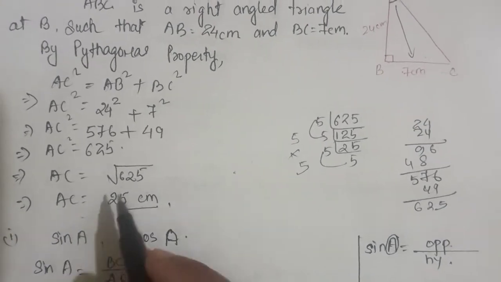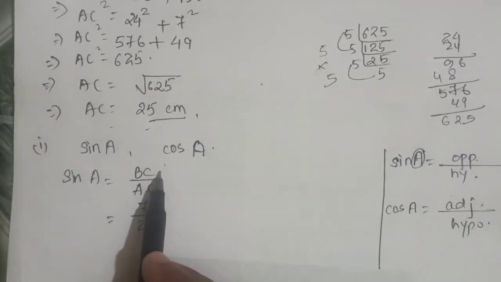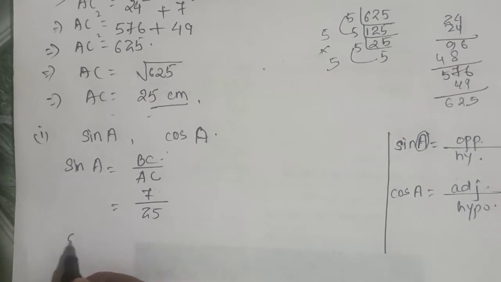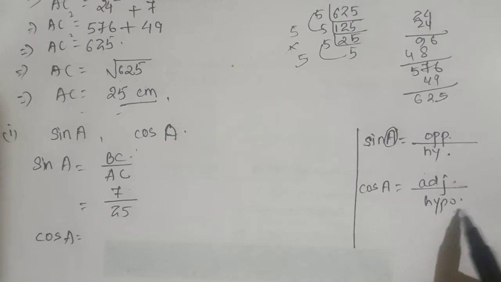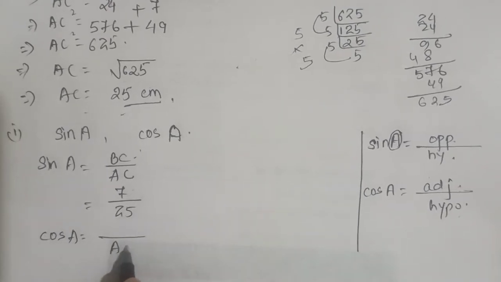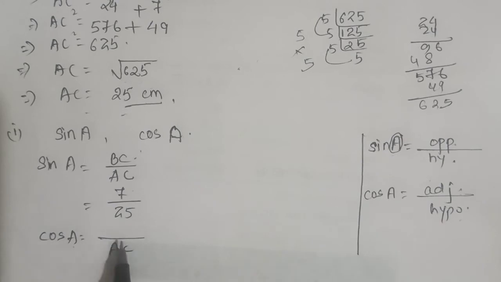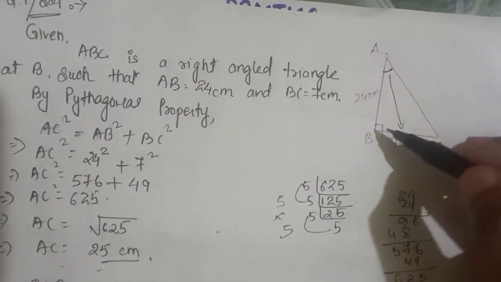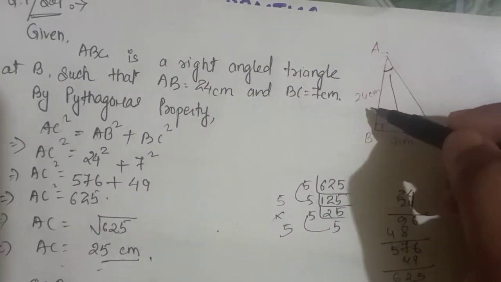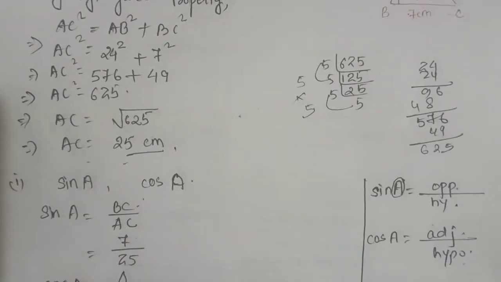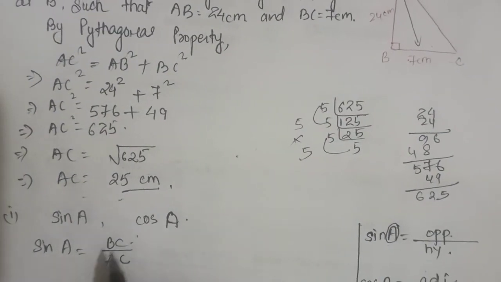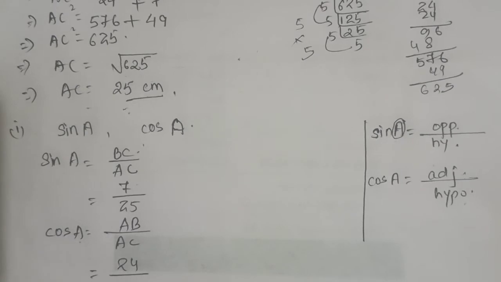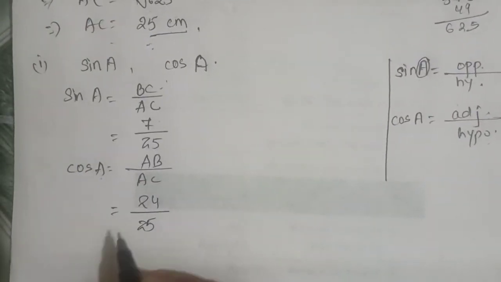Now we have to find the same for cos. This is cos A, so let us write cos A. Again, the formula of cos A is adjacent by hypotenuse. The hypotenuse will remain the same because you have to see from A only. Now we have to find the adjacent side. If we see from A, if this is our opposite side, AB will be our adjacent side. So the value of AB we have here is 24, and AC again is 25. So this is our cos A.